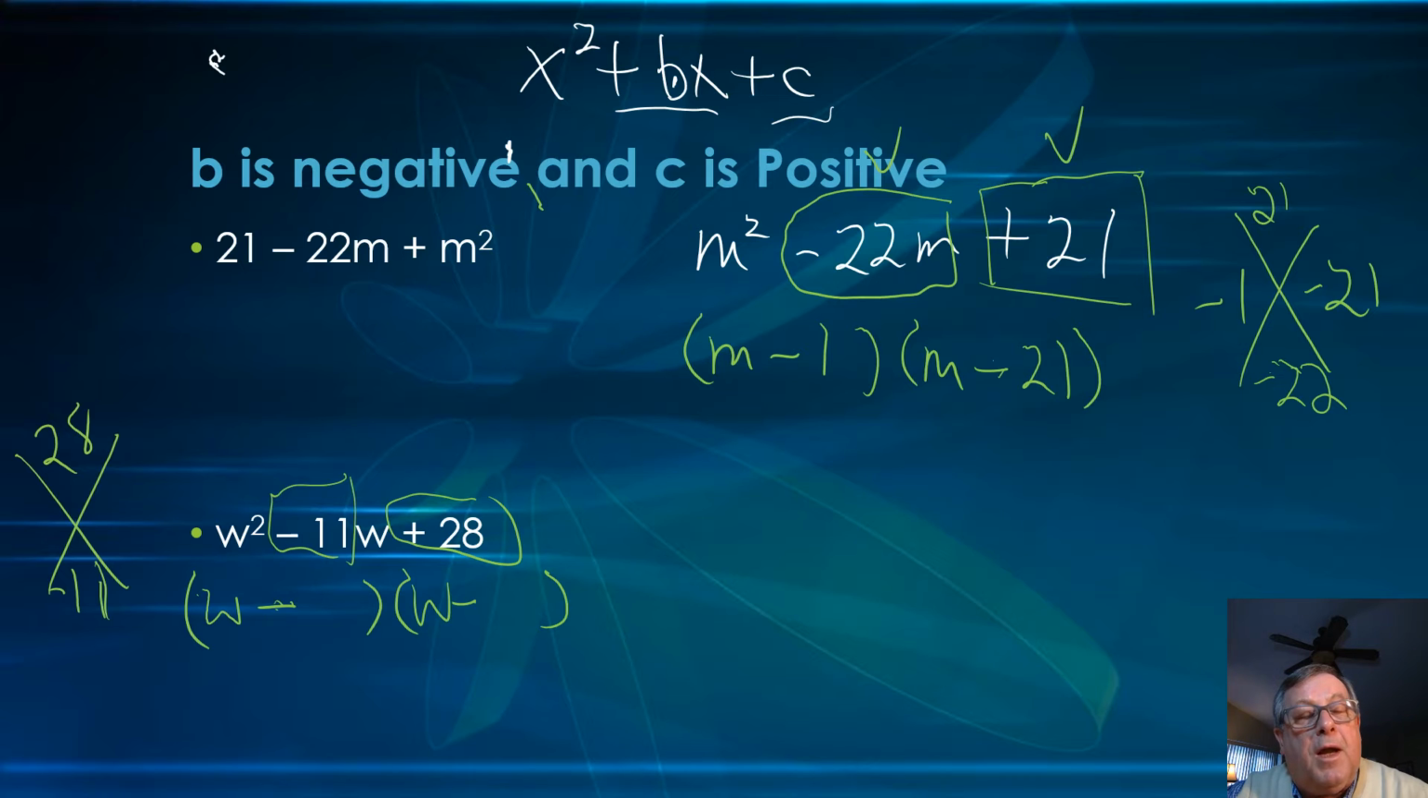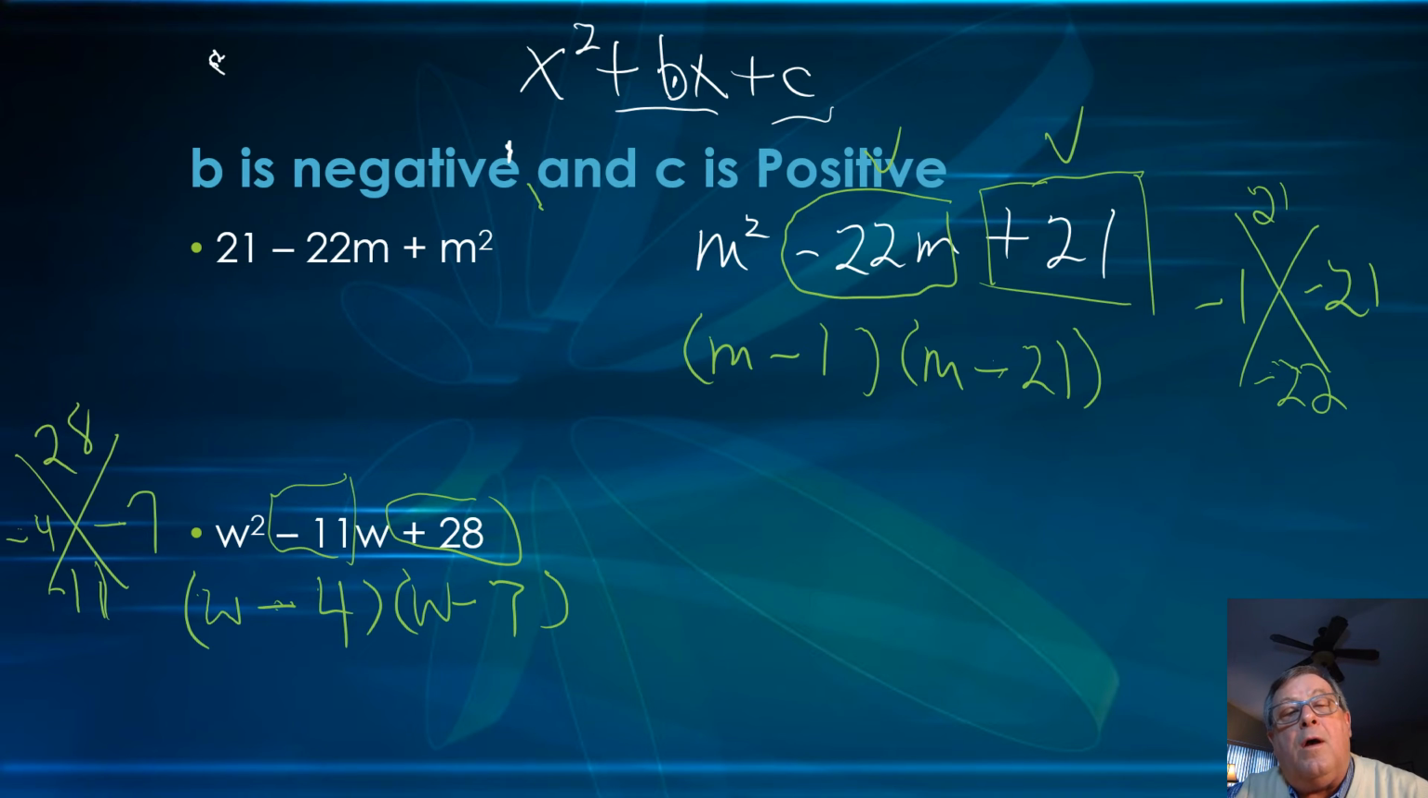And negative 14 and negative 2 multiply to 28, but they add to negative 16. But what about negative 4 and negative 7? If I multiply those together, it's going to give me positive 28. And when I add negative 4 and negative 7, it's going to be negative 11. So my two factors now are negative 4 and negative 7. And I'm just going to put in negative 4 and negative 7. And shazam, there we go.